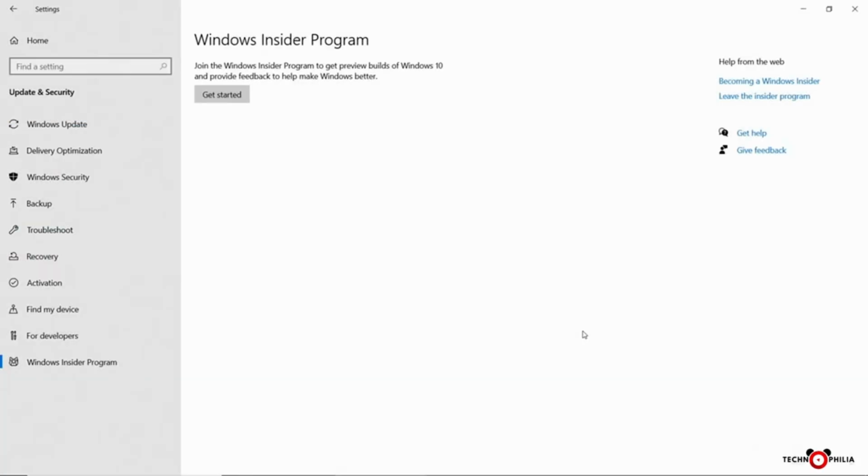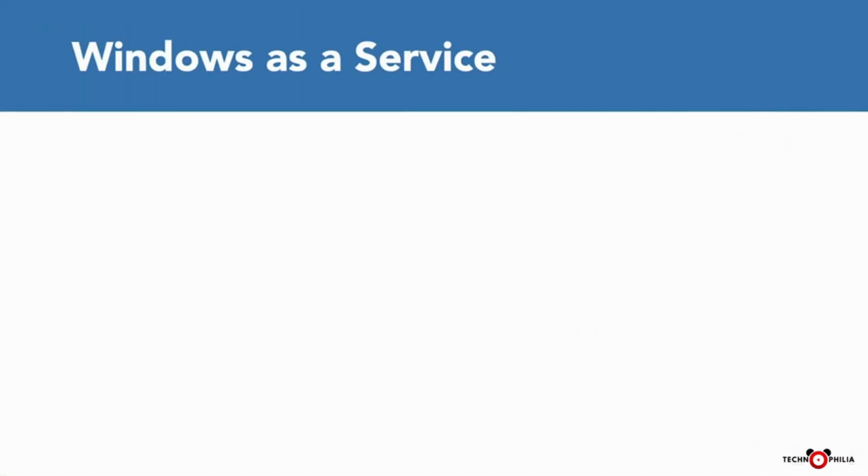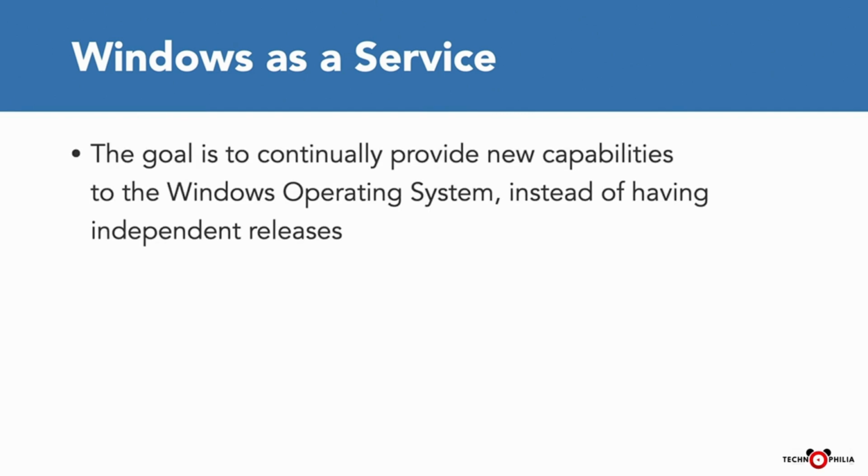Beyond the Windows Insider program, there are other servicing options to consider. Before I discuss these though, let's talk for a minute about what servicing actually means. The goal of Windows as a service is to continually provide new capabilities to the Windows operating system instead of having independent releases. Think about Windows ME and Windows 7 and so on. With Windows as a service, that ends and new features are provided or updated on a schedule as outlined in the servicing option you choose.